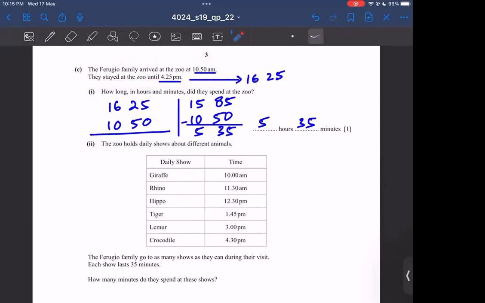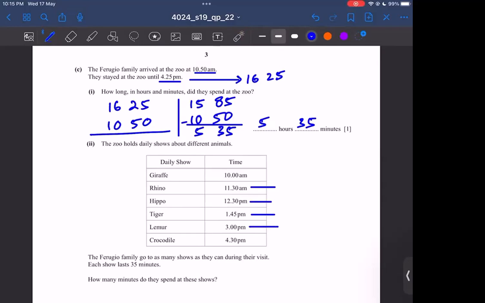When they arrive at 10:50, they have already missed the giraffe show, because the giraffe show is 35 minutes and starts at 10 AM. So 10:35 it's over, and they are arriving at 10:50. So they can catch the rhino show. They can catch the hippo show as well. Then they can catch the tiger show as well. They can catch the lemur show as well.